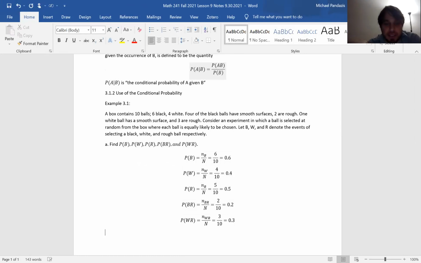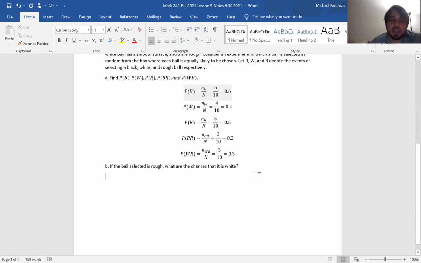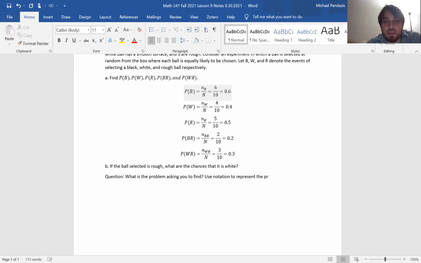Okay, in part B, now we're going to ask if the ball selected is rough, what are the chances that it is white? So one question is, what is the problem asking you to find? Use notation to represent the probability you are asked to calculate.